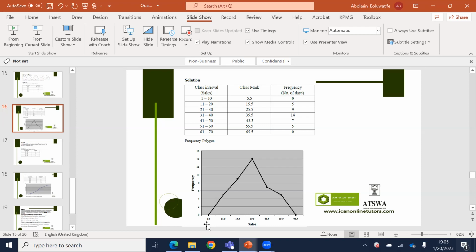Now you're going to link the dots together. This time you're going to use a ruler to link the line together. Make sure it's accurate. You're not going to use a pencil freehand to draw this line. Draw it here, draw it here, draw it here. So that is how they made this. Make sure you link all these dots together to give you a frequency polygon. So that's how they drew this. Do you understand?